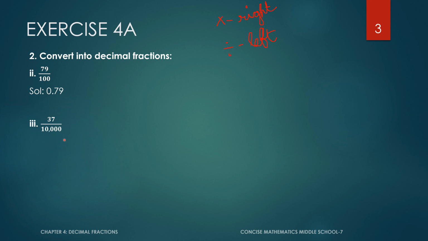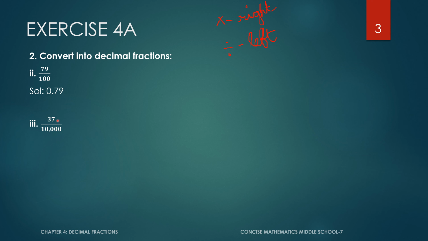That is our third question. 37 divided by 10,000. Look here, children. How many zeros are over here? 1, 2, 3, 4 zeros. So just imagine, because it doesn't contain any decimal point, right? So imagine a point over here.